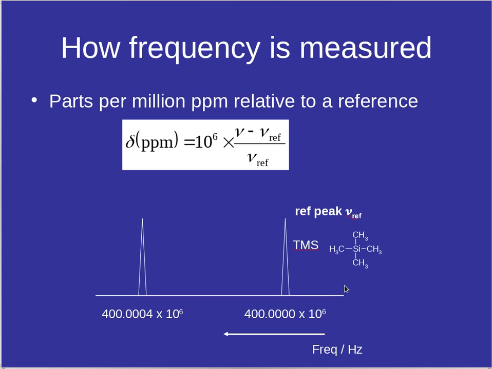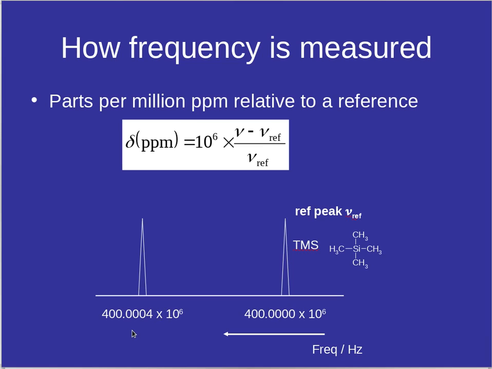So what we do is we use a reference compound called TMS, tetramethylsilane, and that normally has the lowest frequency. It normally has a lower frequency in terms of proton resonance than any other compound you would place in the instrument, and that is a reference frequency. And then the frequency of an arbitrary compound is measured relative to that.